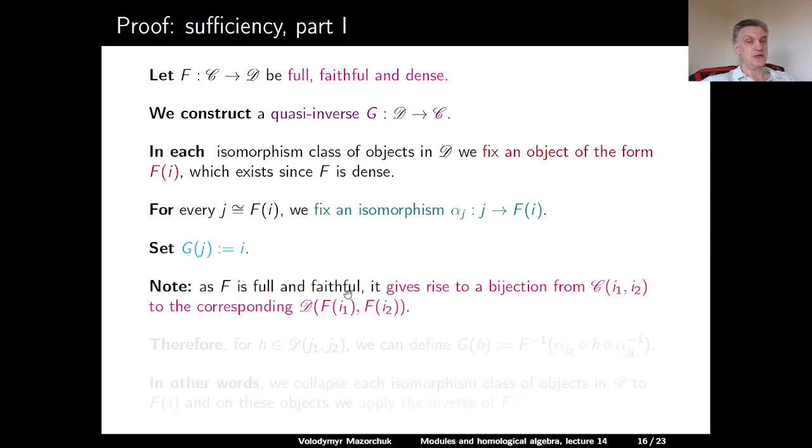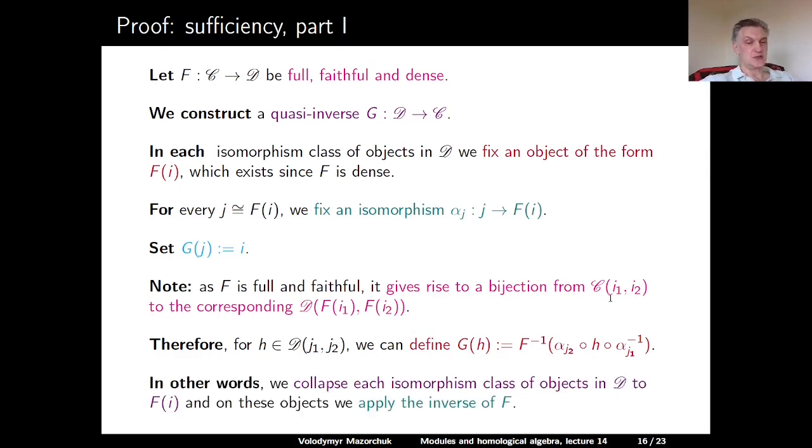Next, we know that F is full and faithful. So F is a bijection from C of I1, I2 to D of F of I1, F of I2. Therefore, for any morphism H in D from J1 to J2, we can define G of H as F inverse applied to the following morphism: alpha J2 composed with H composed with alpha J1 inverse. We know that this morphism is a morphism from F of I1 to F of I2. And therefore, we can apply F inverse because F is a bijection between these two sets.